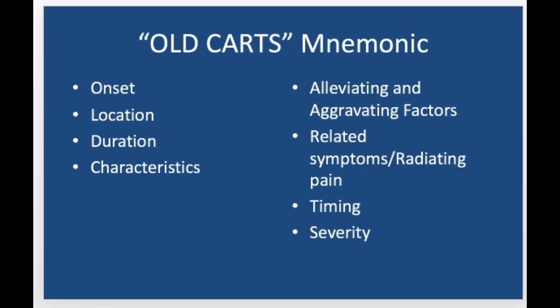Okay, so how do you remember those 7 attributes, those 7 symptom analysis? Well, there's a mnemonic that is helpful. It's called OLD CARTS. OLD stands for onset, location, and duration, and then the CARTS part is the characteristics, alleviating and aggravating factors, related symptoms, or in the case of pain, radiating pain, the timing, and the severity.